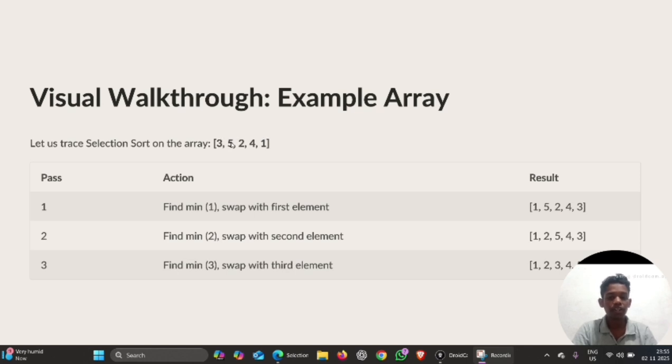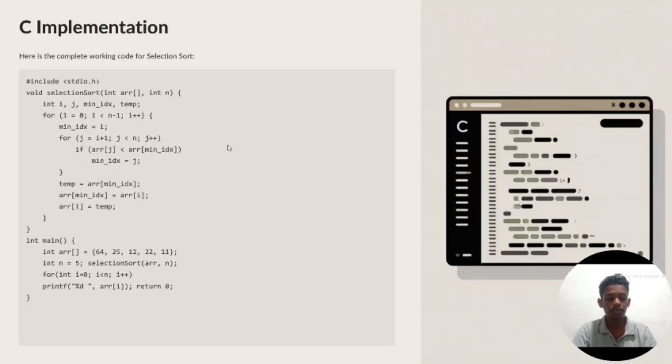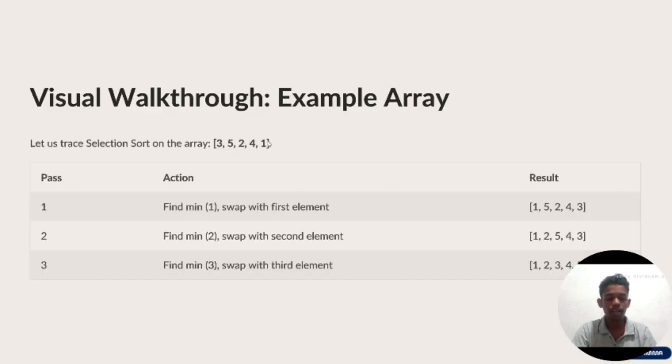The first step is to find the minimum element from the unsorted array and place it in the first position. Here the minimum element is 1, so we swap it with the element 3. So the array will become 1, 5, 2, 4, 3. Here in this array, the 1 is the sorted part of the array and the rest is the unsorted part.